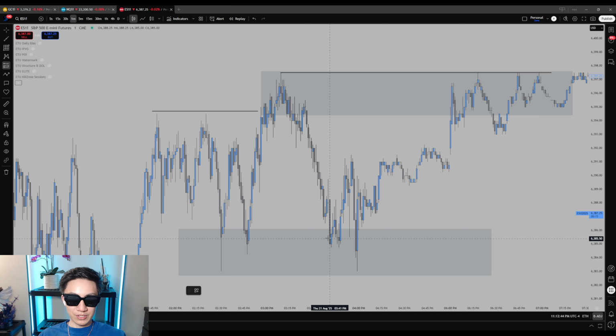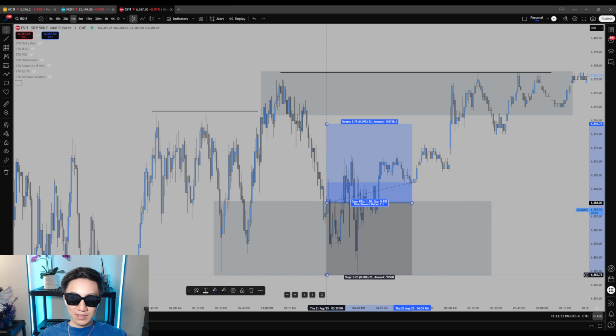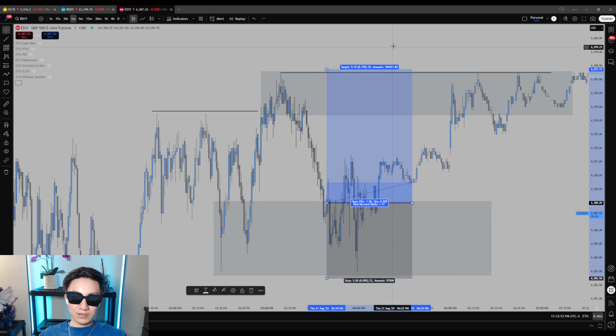This is actually not a confirmation. The last entry you can use is obviously you draw your supply or demand or support and resistance, buy low, sell high, and you just have a limit order at your zone and target the structure.